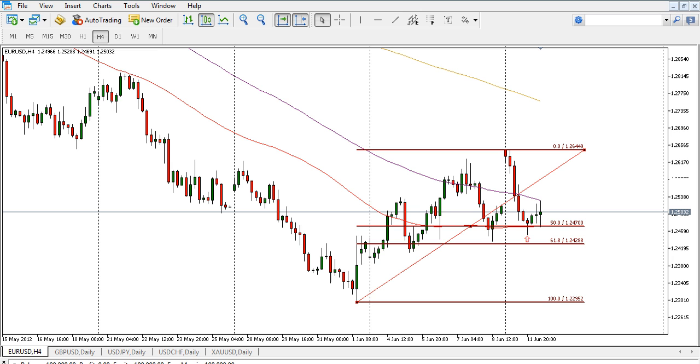So yeah, if we're going to get any sort of momentum above this move, then we need to break these highs at the 0% line, which is at 1.2645.